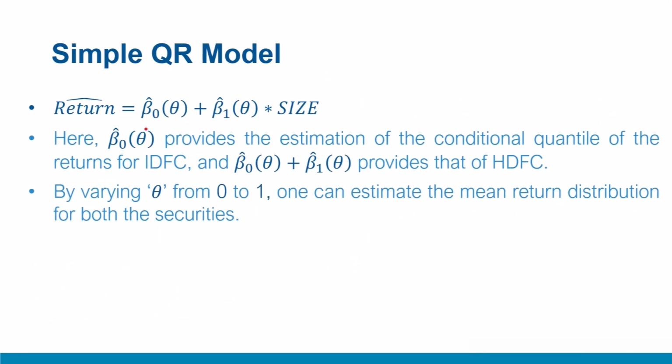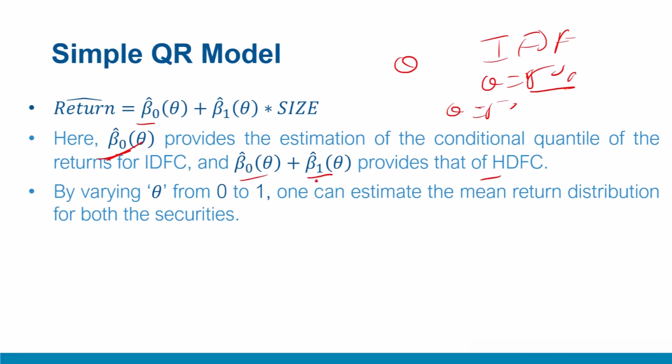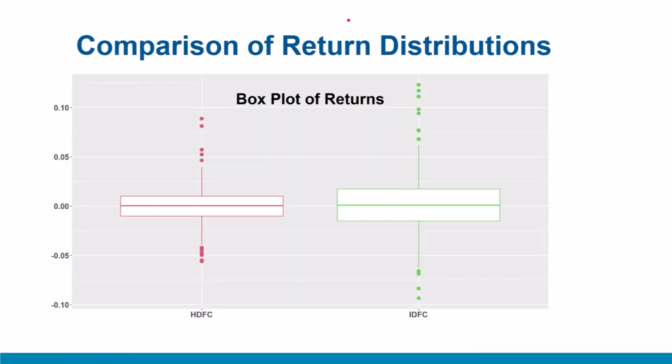So when you run this regression model, you will get beta naught theta, which gives the theta quantile of IDFC return. For example, for theta equal to the 50th percentile, you'll get the median return for IDFC, which is beta naught hat. Similarly, for the median, you'll get the median return for HDFC, which is beta naught hat plus beta 1 hat, and their difference is beta 1 hat. Similarly, by varying theta from 0 to 1, you can generate the full spectrum of quantiles for both IDFC and HDFC. Before you run the regression, it would be good to visualize these returns.